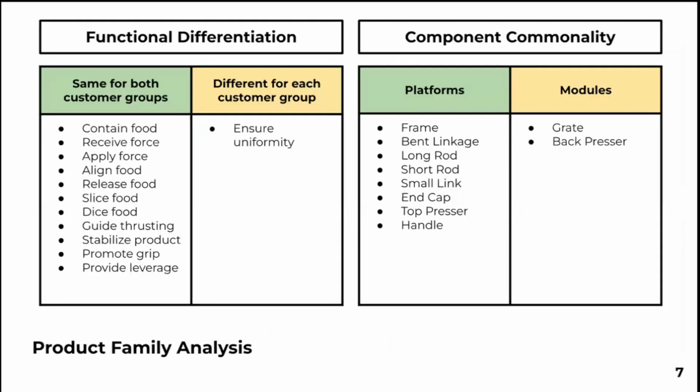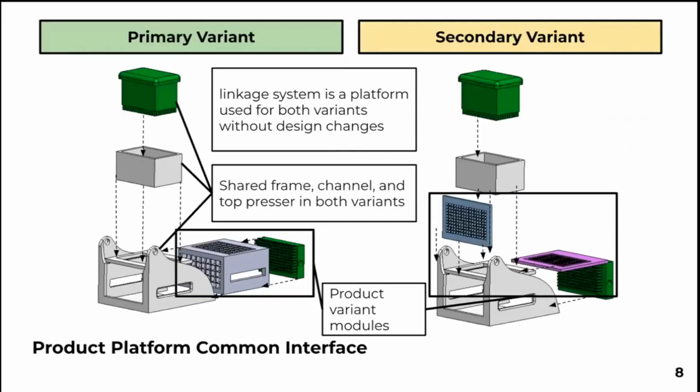A product family has been designed with a variant for the identified secondary customer group by determining which product functions are different in each customer group and correlating the functions to shared platforms and variant module components. In our product family design, the frame, channel, and top presser shown here, as well as the entire linkage system, act as platform components. The frame includes the common sliding interface that supports the grate and back presser modules.